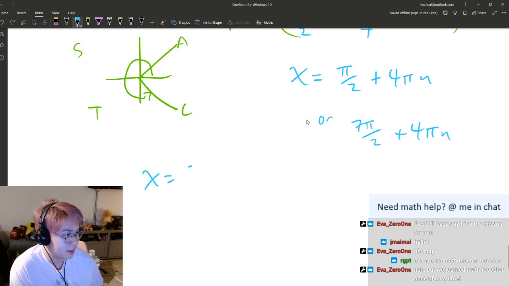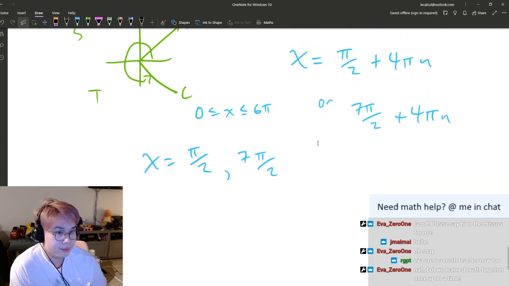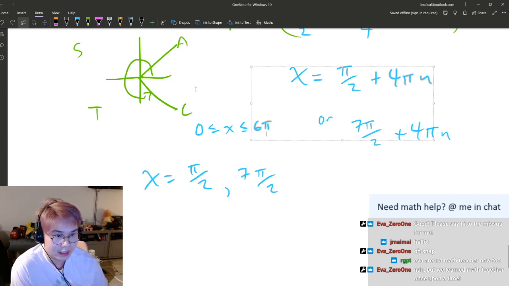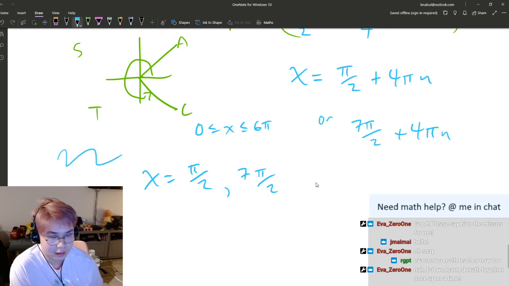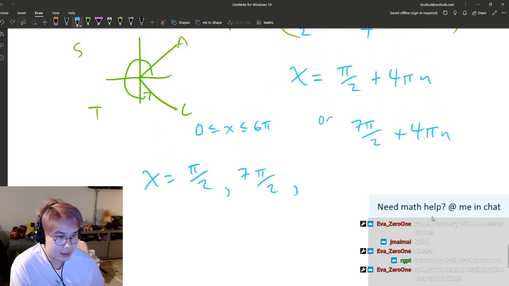So here are my answers. Obviously, these two are in the domain. And then let me just write the actual domain right here. Okay, given that the maximum is 6 pi, I know for sure that I can add 4 more pi to the first answer. So I can do that. I'm pretty sure I can add it to the second answer as well. But let's see. Pi over 2 plus 4 pi.